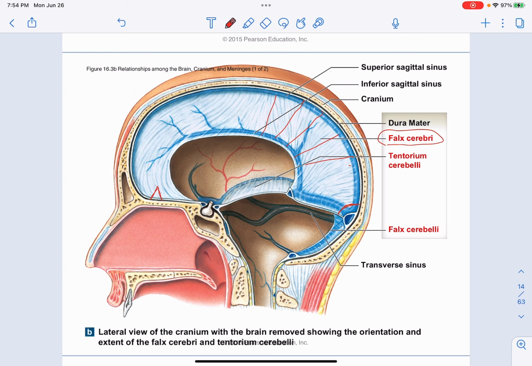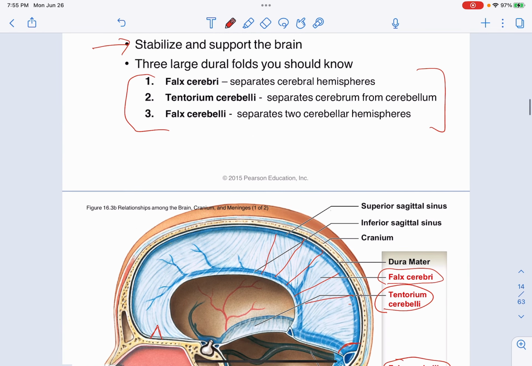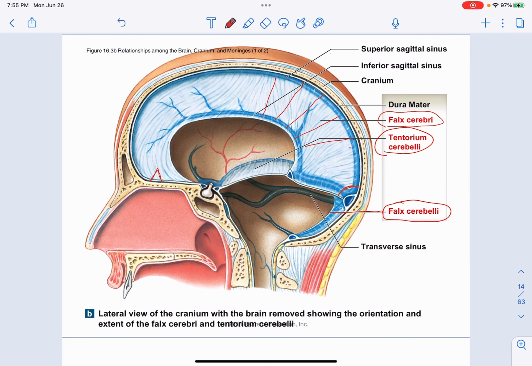The next fold is the falx cerebelli. This one is found in a rather shallow fold between the left and the right hemispheres of the cerebellum, okay? And then finally, the tentorium cerebelli separates the cerebrum from the cerebellum. So that is what's listed here. And then you can see these folds better in this image. Together, these membranes help stabilize that fairly loose material that comprises the brain.